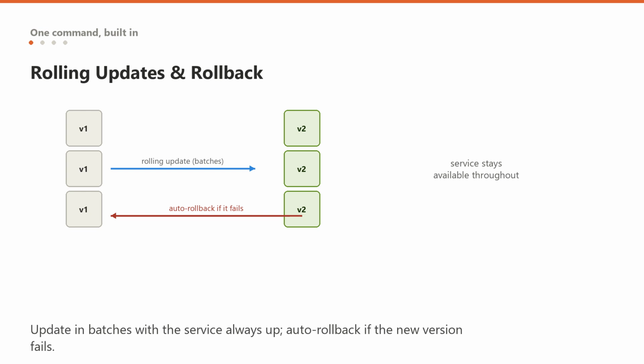You run Docker service update with a new image, and Swarm performs a rolling update. It replaces tasks in batches. You control how many at a time and how long to wait between batches, so the service stays available throughout. If the new version starts failing, Swarm can automatically roll back to the previous version. Zero downtime deploys and safe rollbacks, built in with a single command. Again, the same capability as Kubernetes, reached far more simply.